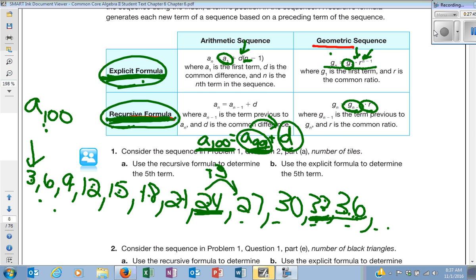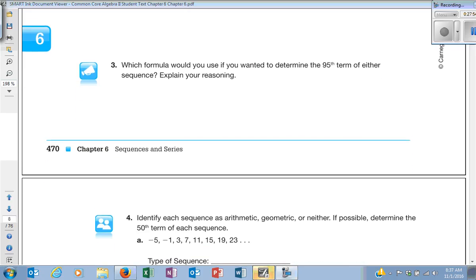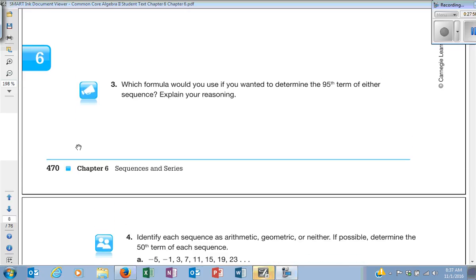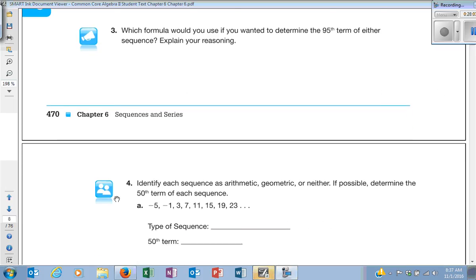All right. So which formula would you want to use if you were determining the 95th term of either of these sequences? You'd want to use which one? Explicit. All right, so right here.